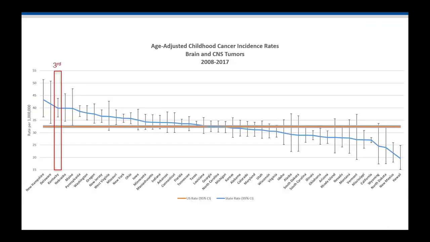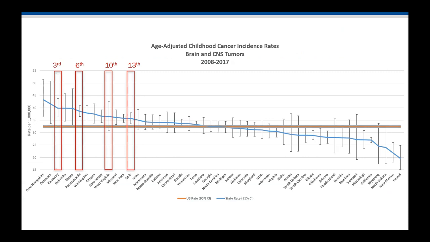But this is a ranking of rates from 2008 to 2017. And I'm going to highlight here just a number of Appalachian states that we've been working with. Kentucky ranks the 3rd highest in this time period. Pennsylvania, another Appalachian state, the 6th highest. West Virginia is the 10th highest. And Ohio, the 13th highest. So clearly, in these rates, you can see from the graphic here, comparing the 95% confidence intervals, that these rates are actually significantly higher than the U.S. as a whole. And I didn't highlight New York, but they're also an Appalachian state, and they're up there in the top 12 or 13 or so as well.